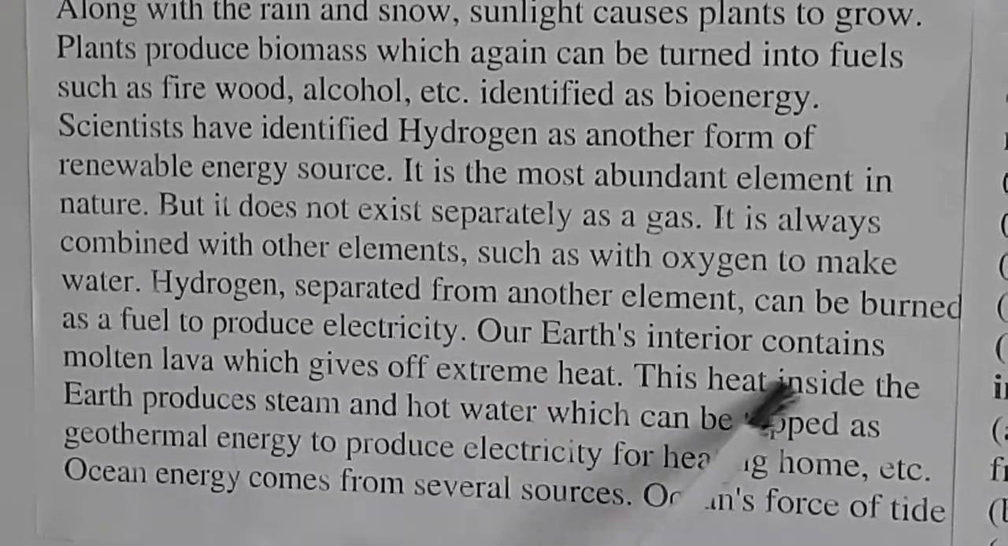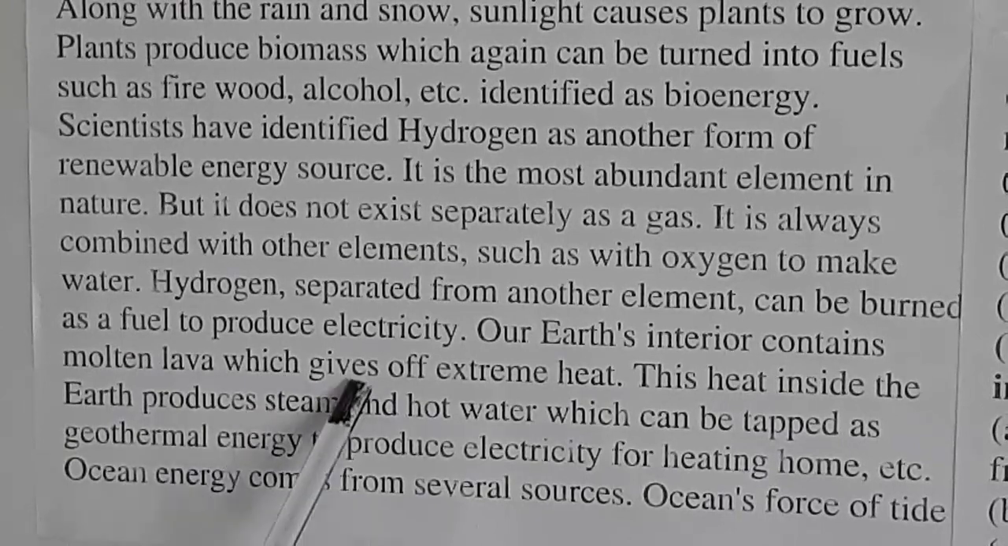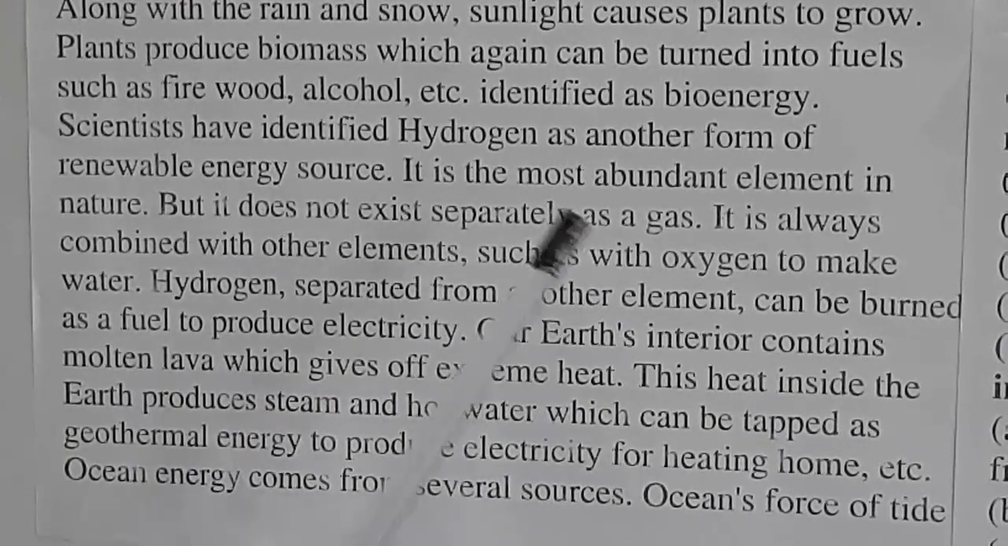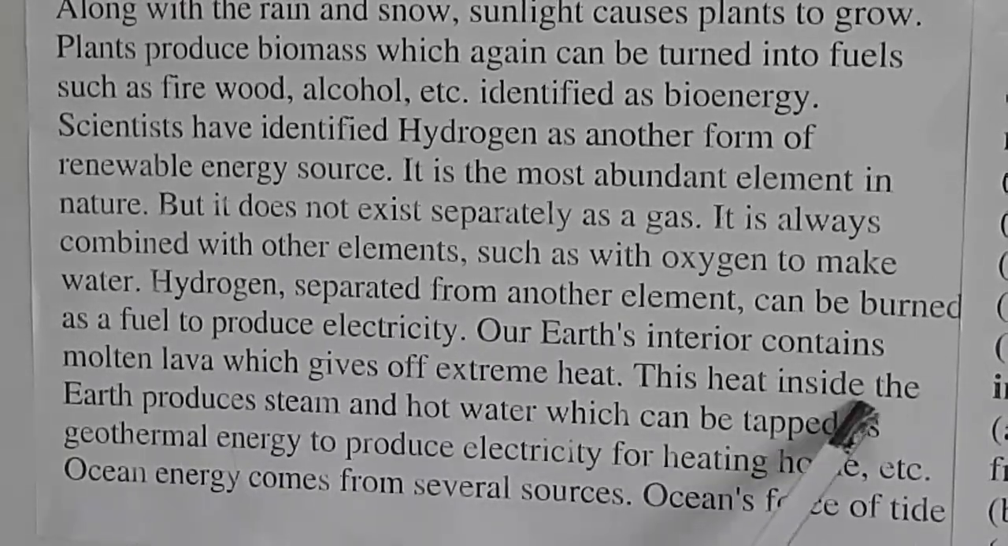Our Earth's interior contains molten lava which gives up extreme heat. So, molten lava means liquid lava. This heat inside the earth produces steam and hot water which can be tapped as geothermal energy. Geothermal energy is also a renewable energy to produce electricity, for heating homes, etc.